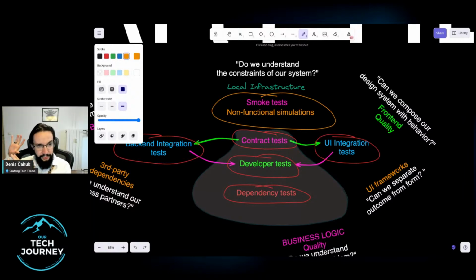They tell you, can I separate my system from the framework, right? So can I create a design system that I can separate from the HTML that I'm creating? And can I create behavior that is separate from that design system, right? So one is about behavior, about logic.